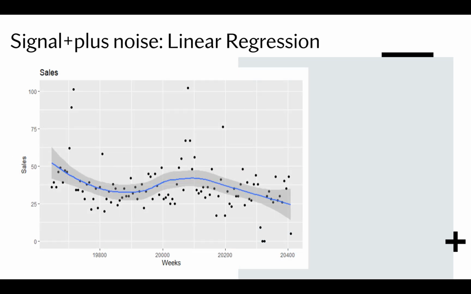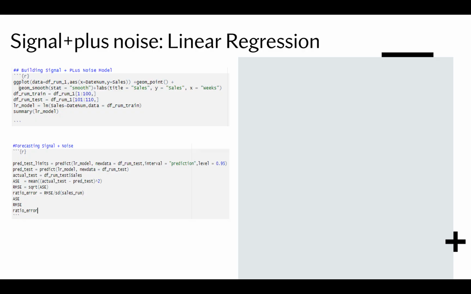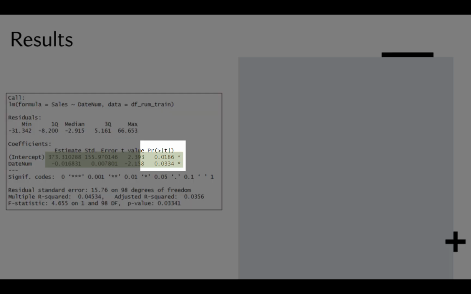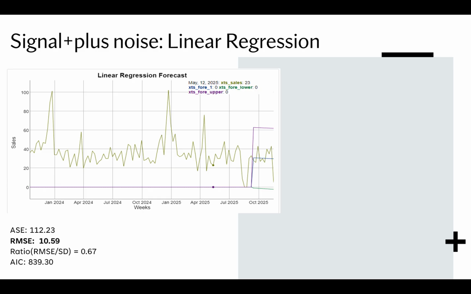Now we will explore a signal plus noise model, a linear regression. You can take a look at the code later. For this model, we are only using the trend for predicting the sales. We can visualize that the intercept and the trend are significant. The linear regression model captures the overall level and the general trend of the sales, but it struggles to adapt to the strong variability and irregular behavior.